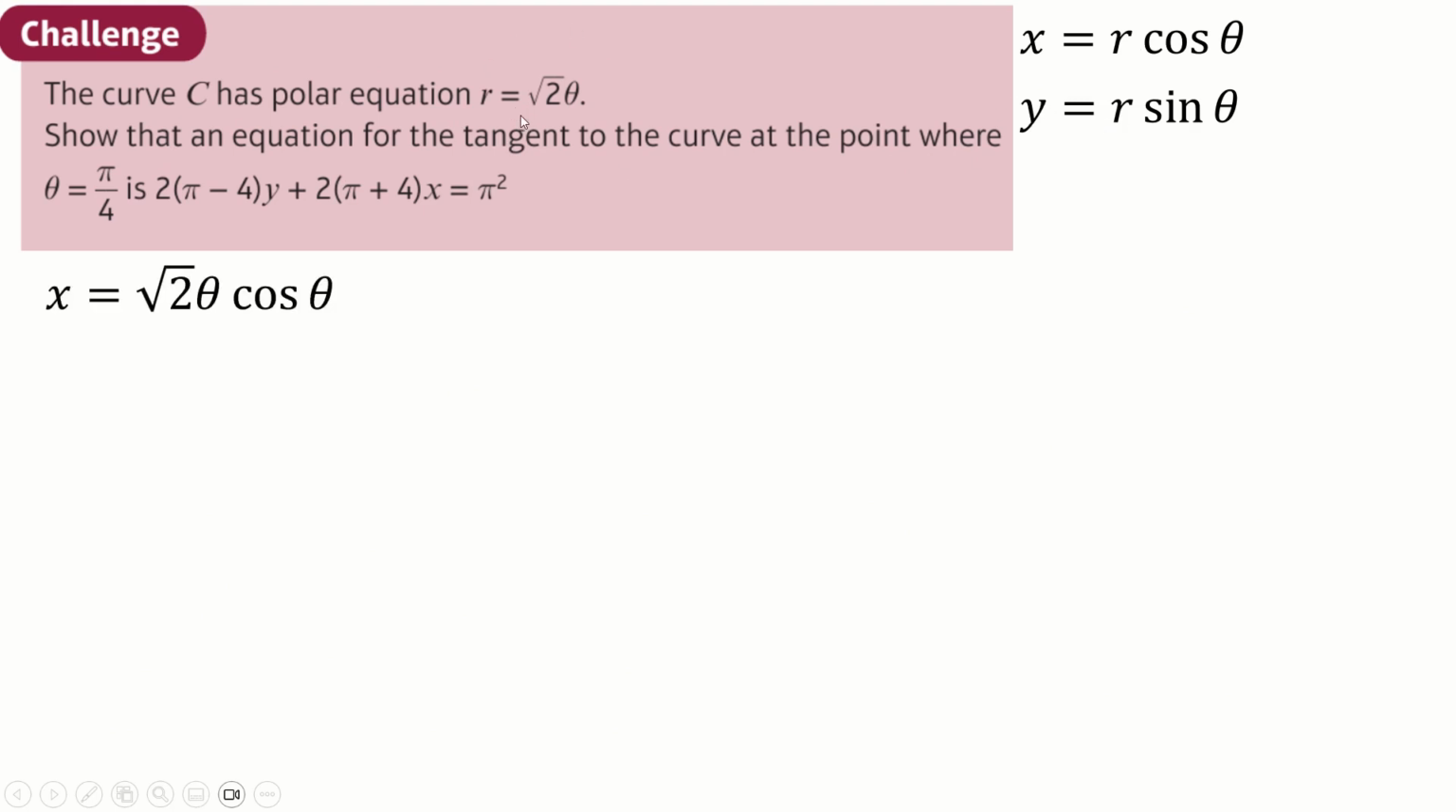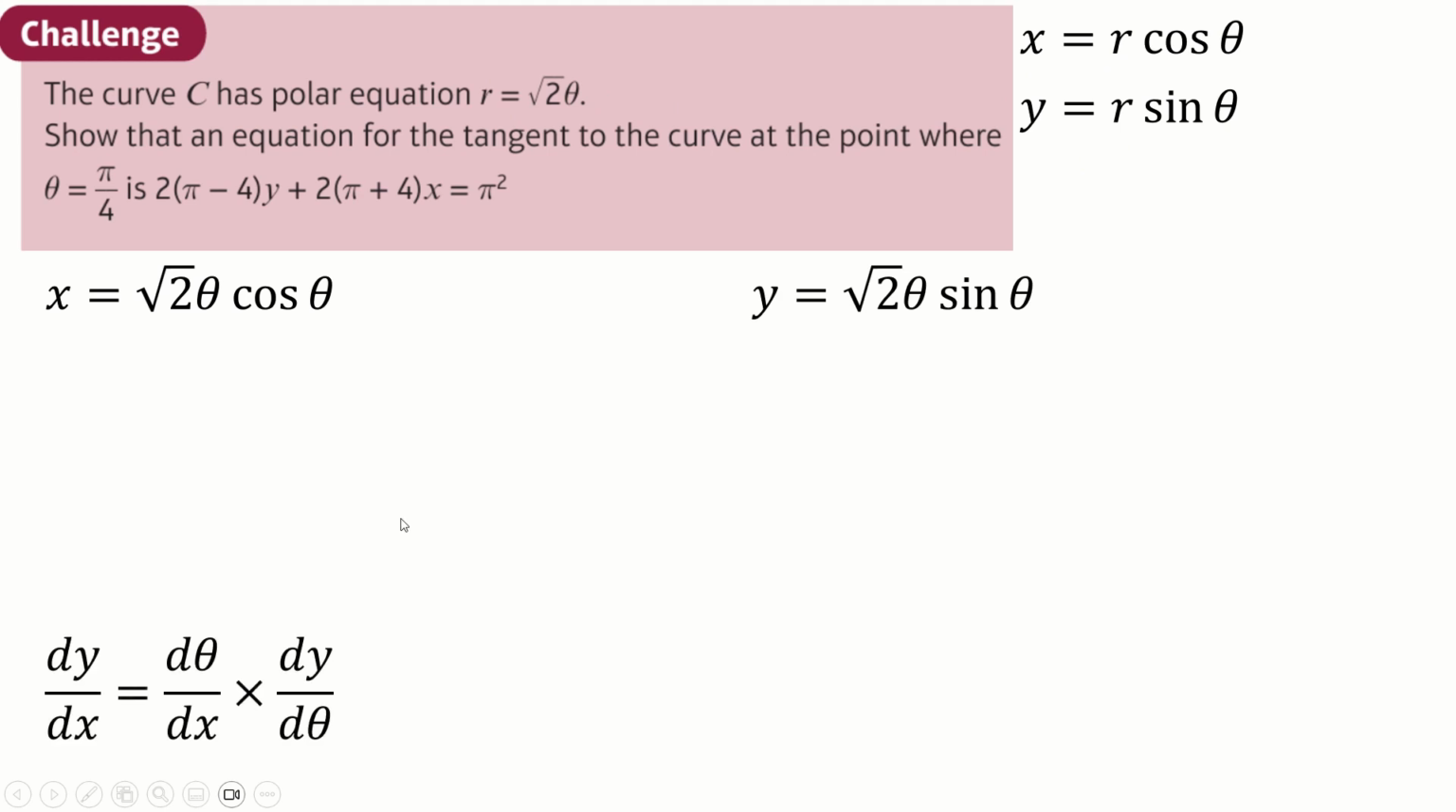So what I'm going to do is say, well, substituting an r into here, I get x as root 2 theta cos theta, and likewise into y here. And now to find dy by dx, I'm going to use this idea: d theta by dx times dy by d theta, because the d thetas cancel and you get dy by dx. So let's differentiate this one with respect to theta.